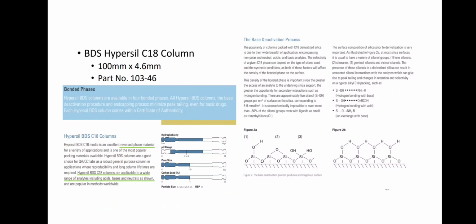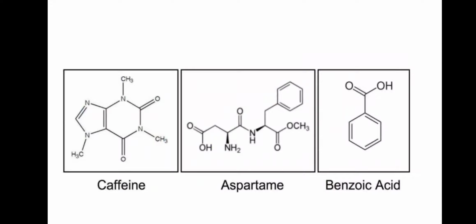Base deactivation involves the treatment of the silica surface with a silylating reagent to reduce the activity of residual silanol groups. This process minimizes undesirable secondary interactions, such as tailing or peak broadening, thus improving column performance and enhancing the resolution and reproducibility of the separation.